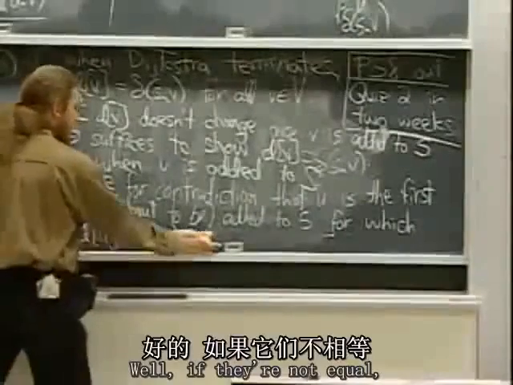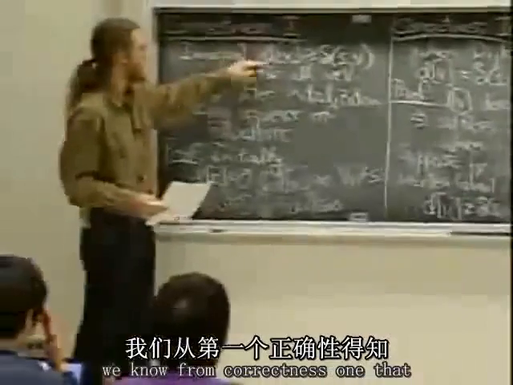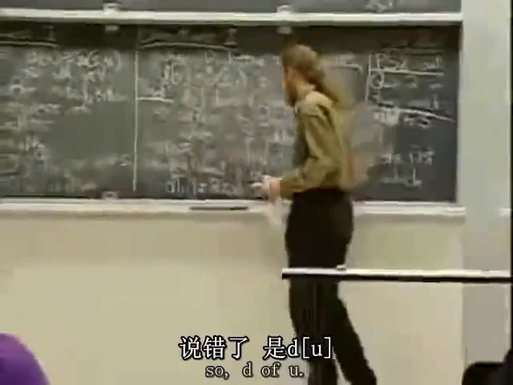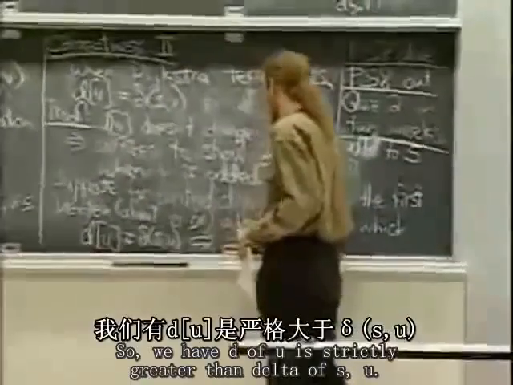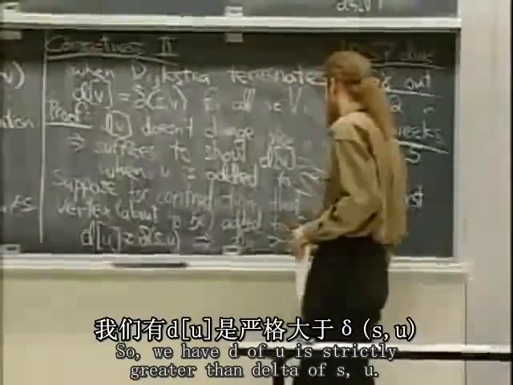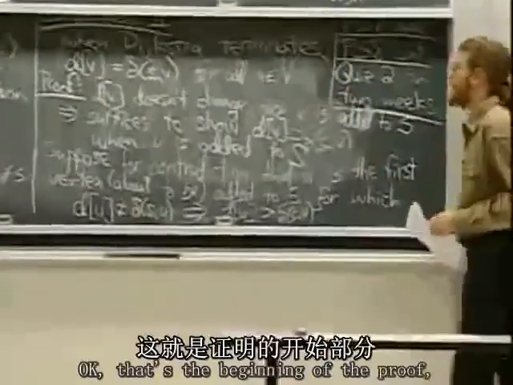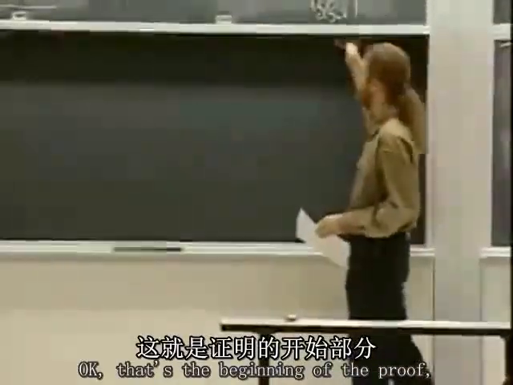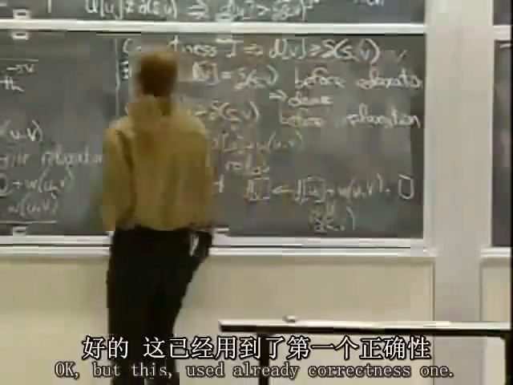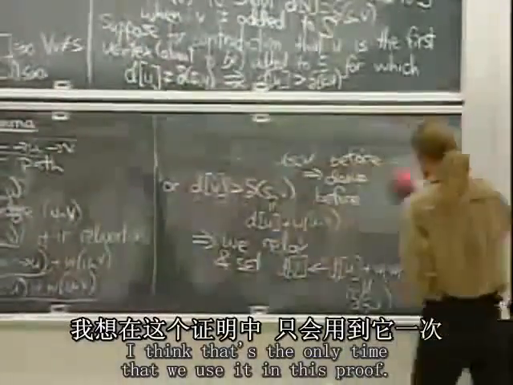Well, if they're not equal, we know from correctness 1 that d of u is strictly greater than delta of s comma u. So we have d of u strictly greater than delta of s comma u. Okay, that's the beginning of the proof. Nothing too exciting yet. Just some warm-up. We've used correctness 1 already. I think that's the only time that we use it in this proof.